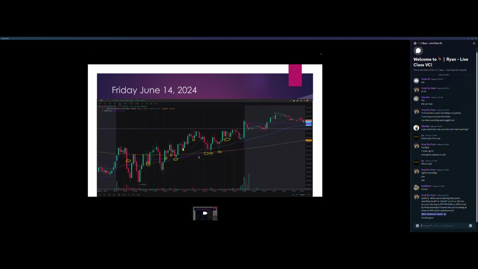Friday. I don't know why this is circled like this, but this is Friday, June 14th. So I had a pretty bad trade here, and I'm going to go over why it didn't work. I remember I lost 35%, and then the next 2 trades were pretty good.